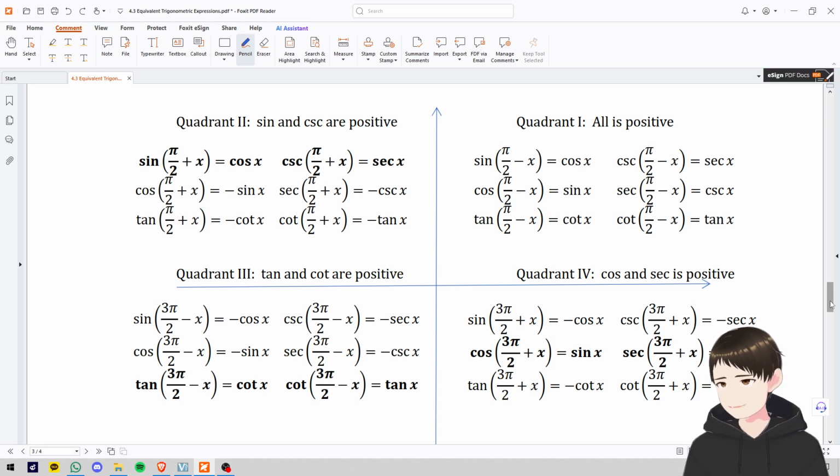Okay? There is an expectation. Before you get to 4.3, you must have your CAST rule down. In other words, you know exactly when something becomes a negative when you do a conversion, and when you leave it as a positive, depending on what quadrant it is. All right, so let's get started.